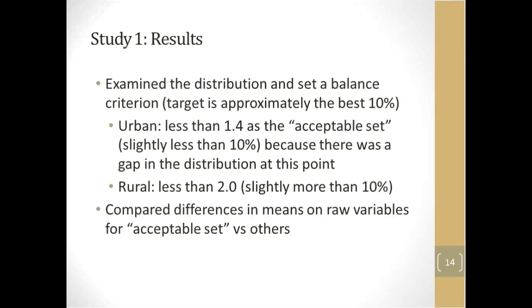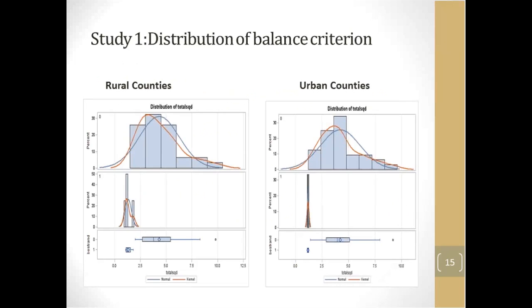So this is the distribution of the balance criterion. And on top, for rural counties, now these are completely partitioned. So down at the bottom, we have the acceptable set, and at the top, we have the rest of them. And as you can see, you could get highly imbalanced study groups if you just did a simple randomization. And the same with the urban counties.